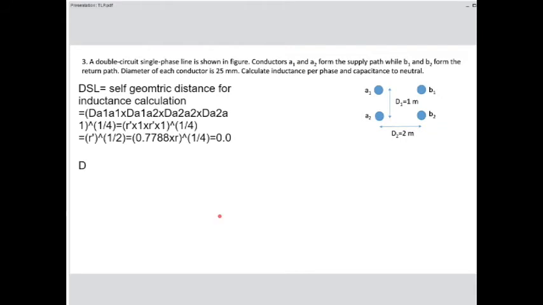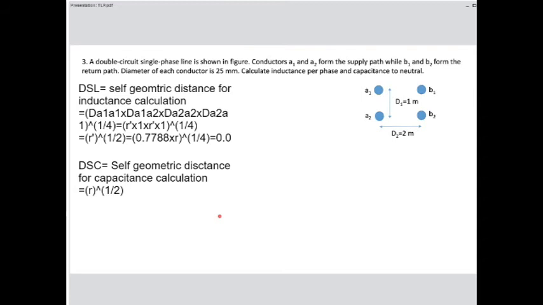inductance calculation. Now we have to find out DSC, meaning the self geometric distance for capacitance. That C is for indicating the capacitance. And it's easy. You don't have to redo all those stuff. We have already the expression R prime to the power half. So we just can say it will be R to the power half straight away. Won't be R prime, it will be R only.